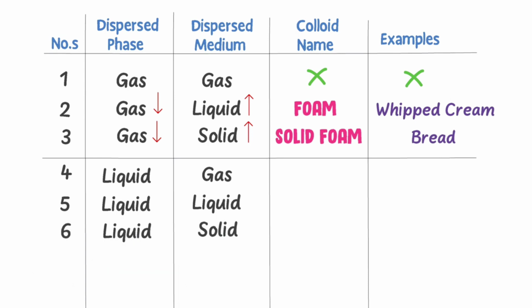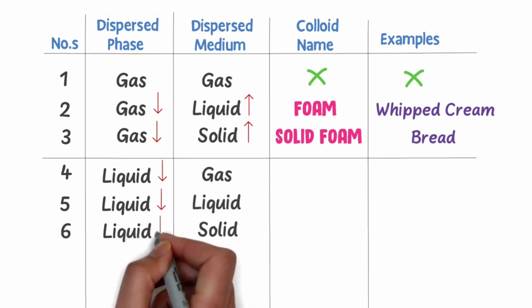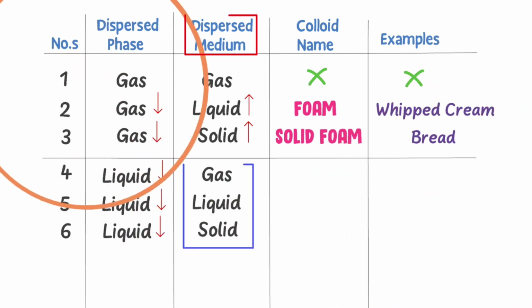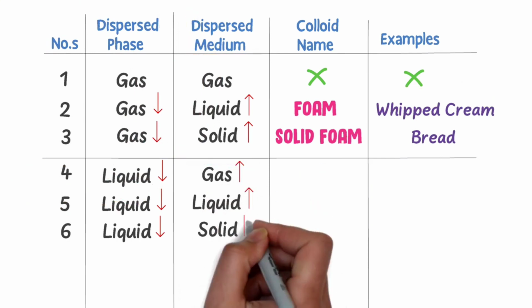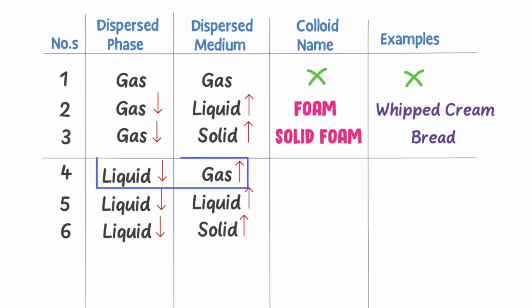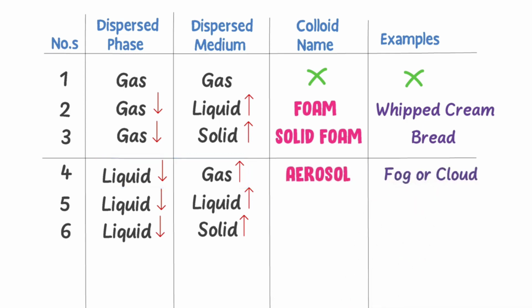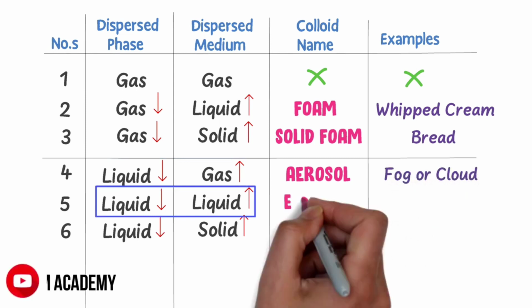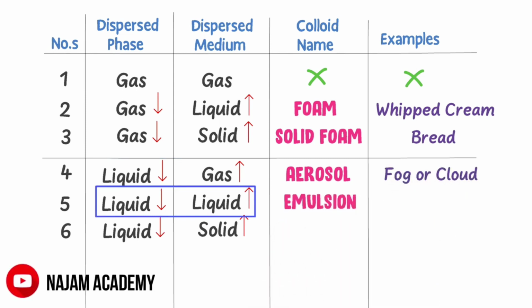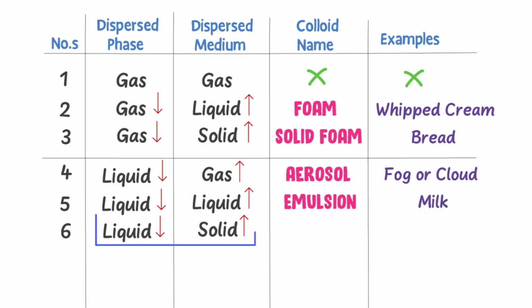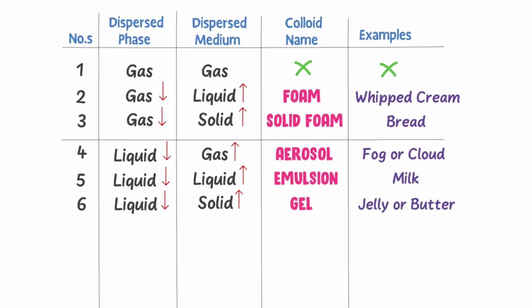Here, in this category, liquids are present in dispersed phase or in smaller proportion, while gas, liquid and solid are present in dispersed medium or in larger proportion. The name of liquid and gas colloid is aerosol, and its example is fog or cloud. The name of liquid and liquid colloid is emulsion, and its example is milk. The name of liquid and solid colloid is gel, and its example is jelly or butter.